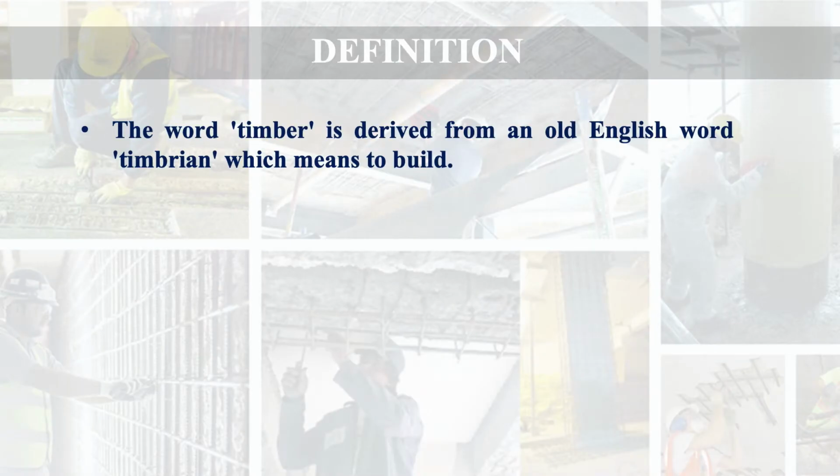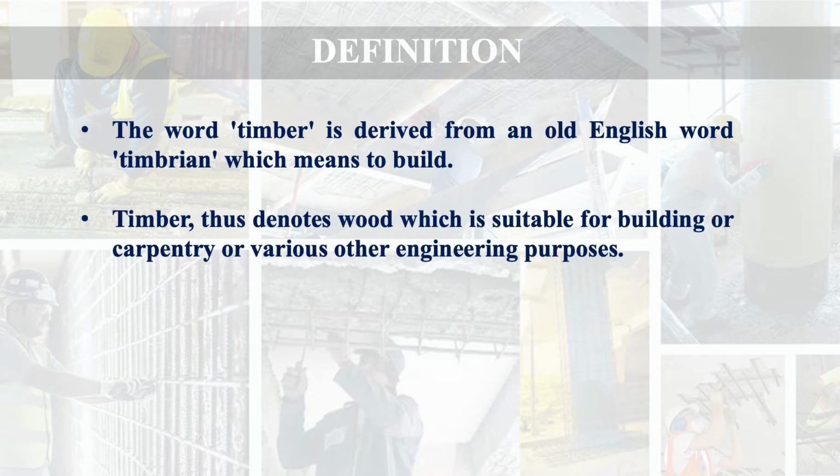Now let us have a look at some definitions. First of all, where has this word timber come from? What is its origin? The word timber is derived from an Old English word timbrium, which means to build. So from its origin also, you see that this is a material which is used for building. Timber thus denotes wood which is suitable for building or carpentry or various other engineering purposes.